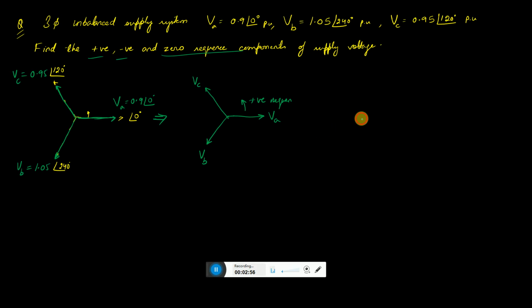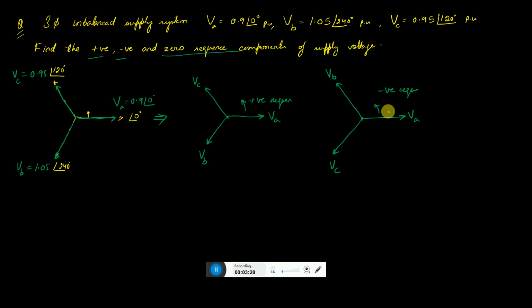And the negative sequence will be: VA will be here, and VB will not be left. If we consider the motion in the same direction, then this will be VC and here will be VB. That means first VA will come, then VC will come, then VB will come. That is the negative sequence.